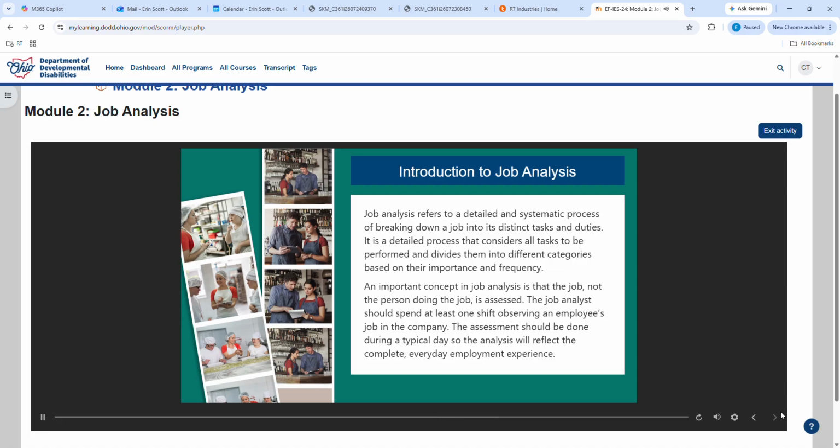The job analyst should spend at least one shift observing an employee's job in the company. The assessment should be done during a typical day, so the analysis will reflect the complete, everyday employment experience.